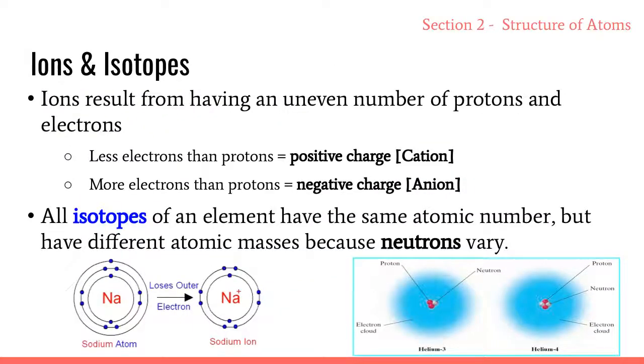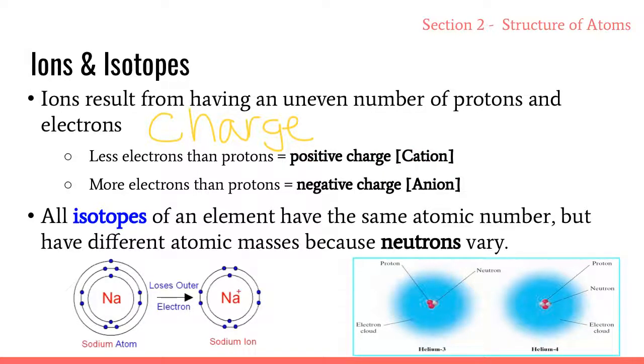Ions and isotopes should also be reviewed from last year. So ions result from having an uneven number of protons and electrons. What this means is that we have some sort of a charge. So that's where it is not neutral, is when we get this charge. Sometimes we're going to see that an atom loses electrons or has less electrons than protons, and it has a positive charge. We call this the cation.